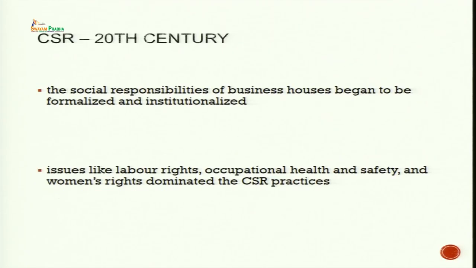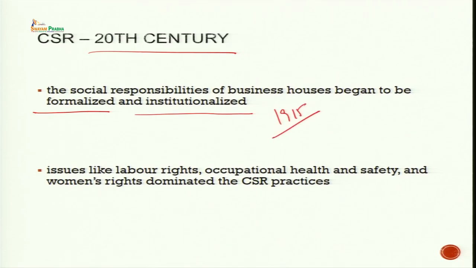Moving further, let us see how 20th century CSR activities were shaped. The 20th century made important contributions to the growth of CSR. During this period, the social responsibilities of business houses began to be formalized. Now, these formalized and institutionalized social responsibilities were seen in various efforts. For instance, Harvard Business School offered its first course on ethics in 1915.